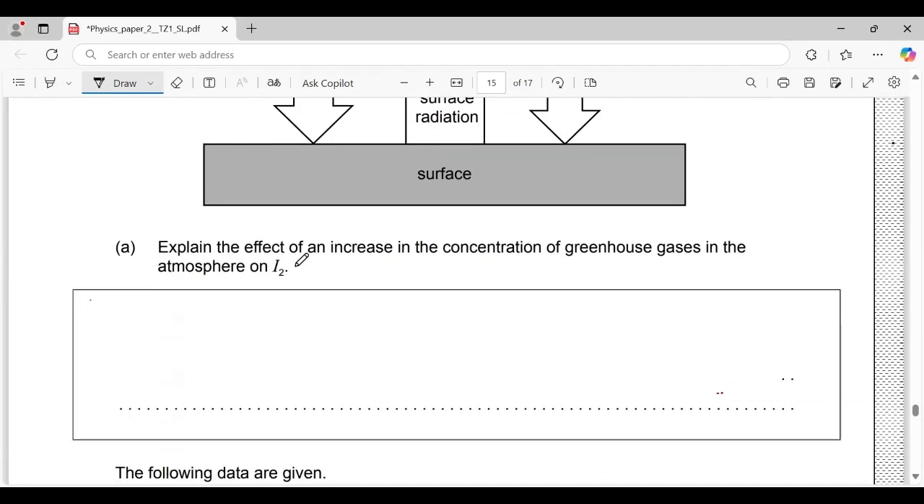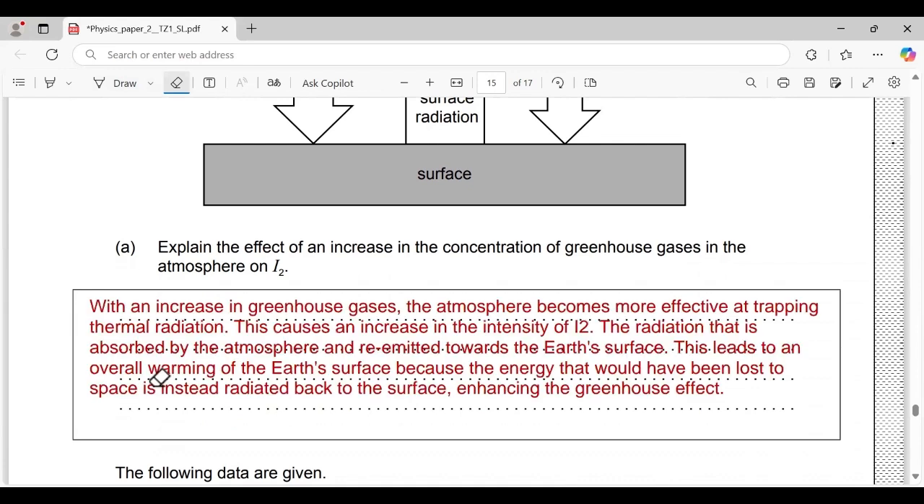Next, explain the effect of an increase in the concentrations of greenhouse gases, GHG, in the atmosphere on I2. My explanation is that with an increase in greenhouse gases, the atmosphere becomes more effective at trapping thermal radiation. This causes an increase in the intensity of I2.